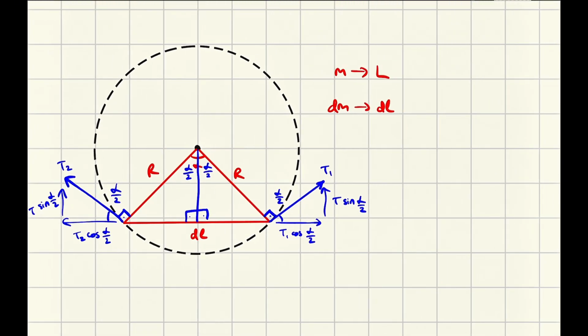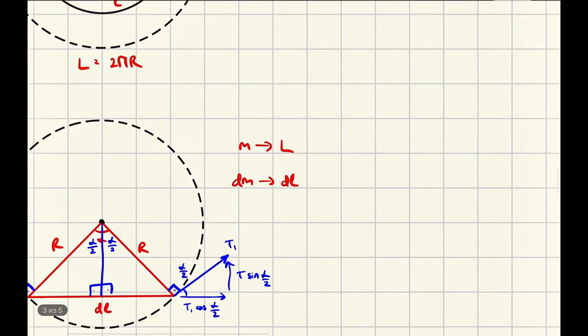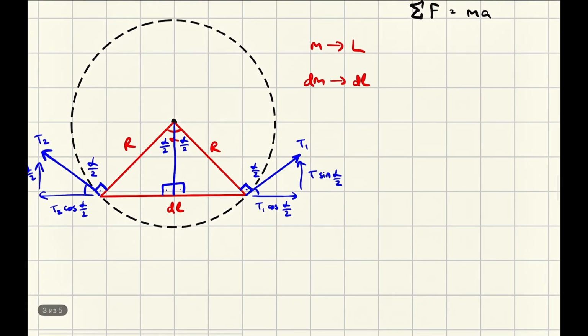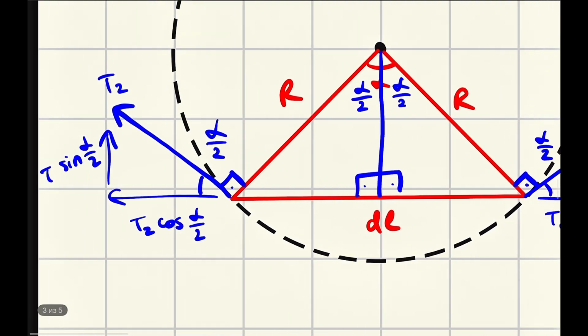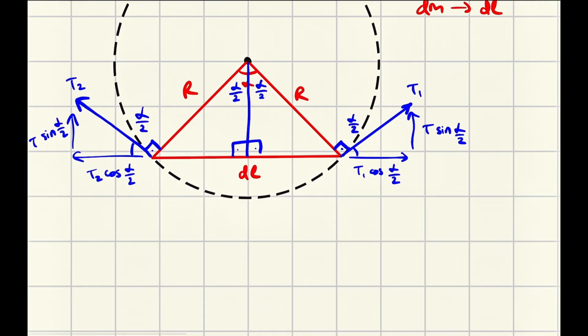Okay, right now we can work with this thing. Let's write down our basic Newton's second law, which is just the sum of forces equals ma. So what forces are pulling us in? It would be 2T sine alpha divided by 2. Why 2? Because we have two of them, this part and this part. That's why we have two of them.